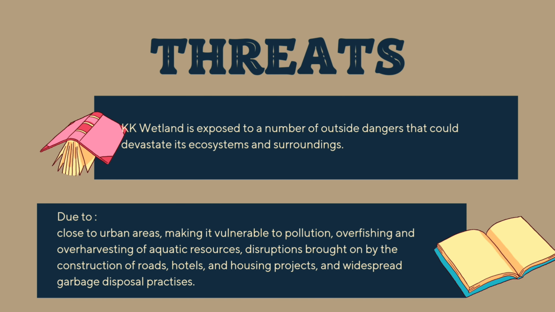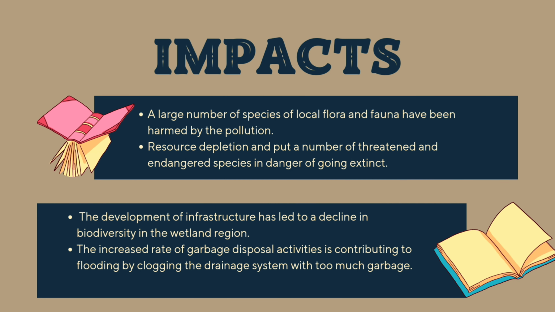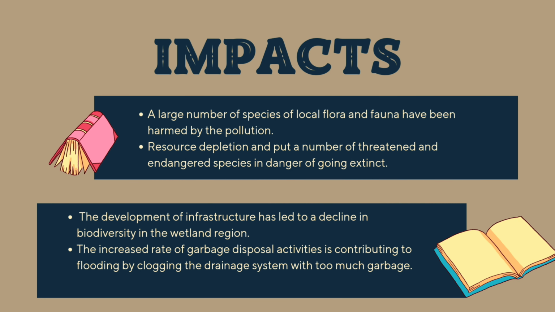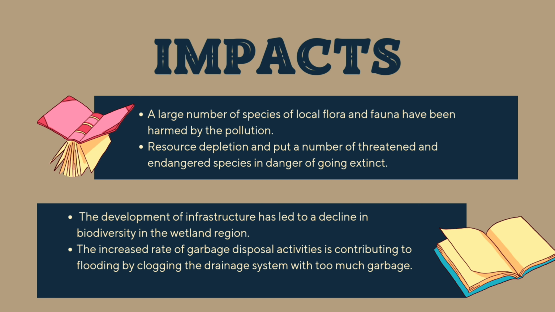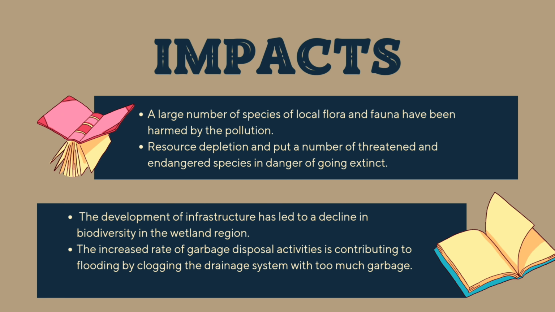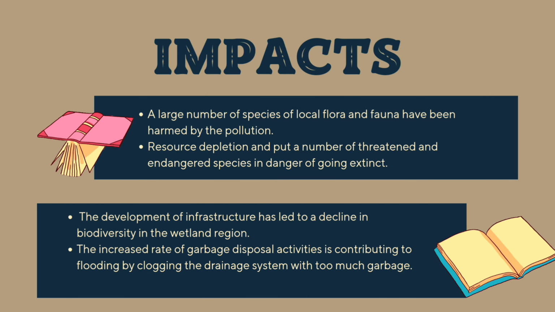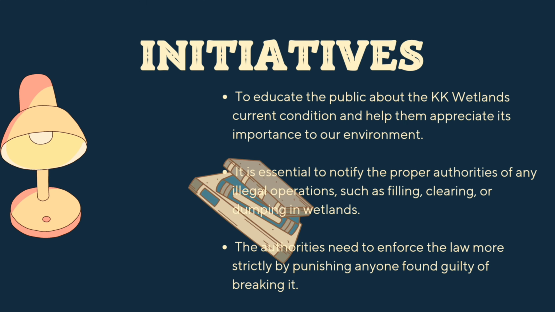These threats have had a number of detrimental effects on the wetland. A large number of species of local flora and fauna have been harmed by the pollution. Furthermore, overfishing and overharvesting of aquatic resources can cause resource depletion and put a number of threatened and endangered species in danger of going extinct. In addition, the development of infrastructure has led to a decline in biodiversity in the wetland region. Additionally, the increased rate of garbage disposal activities is contributing to flooding by clogging the drainage system with too much garbage.